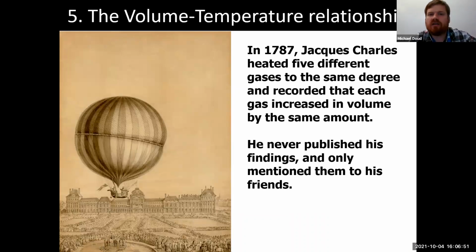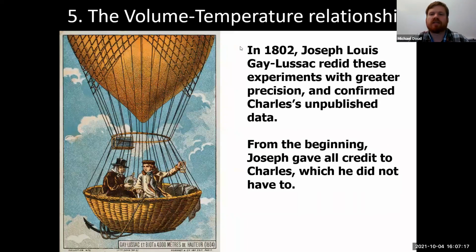The first person to get credit for the relationship between volume and temperature is Jacques Charles, another Frenchman. He's seen here setting a height record for ballooning. He heated 5 different gases to the same degree and recorded that each gas increased in volume by the same amount. Now, he never actually published these findings. He only really talked about it to his friends. But as it turns out, he had some really good friends. His friend, Joseph-Louis Gay-Lussac, redid those experiments with greater precision, and he published all of them. But to his eternal credit, he gave Charles full credit for discovering this relationship between volume and temperature for gases. Now, why would that be?